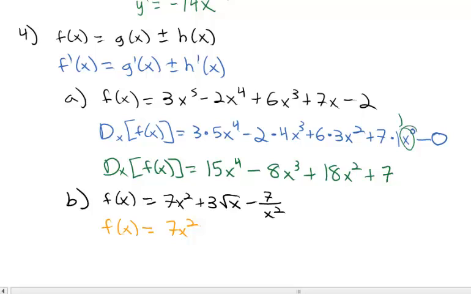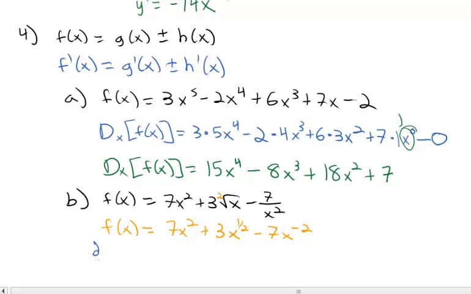7x to the second, that's good, plus 3x to the square root, remember, has a 2 in the index, so that's really 3x to the 1/2. Minus 7x to the, because it's coming out of the denominator, it's a negative exponent. By rewriting the problem like this, we've created a problem that's much easier to take the derivative of.